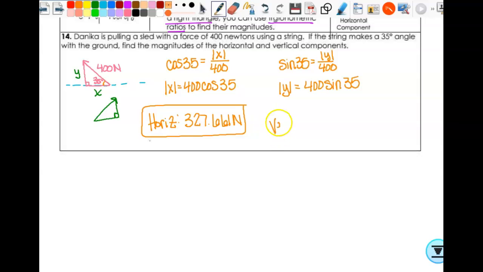So my vertical component, once you type that in, I'll just give it to you. I know you can push those buttons. It is 229.431 newtons. This is very similar to what we just did, right? This is your x component, this is your y component. mg cosine theta, mg sine theta. If you're in physics, that's what that is. It's the magnitude times the cosine and sine of the angles. But we're just splitting them into horizontal and vertical components, and then you decide if it's positive or negative or whatever. Okay? We good? Easy enough?